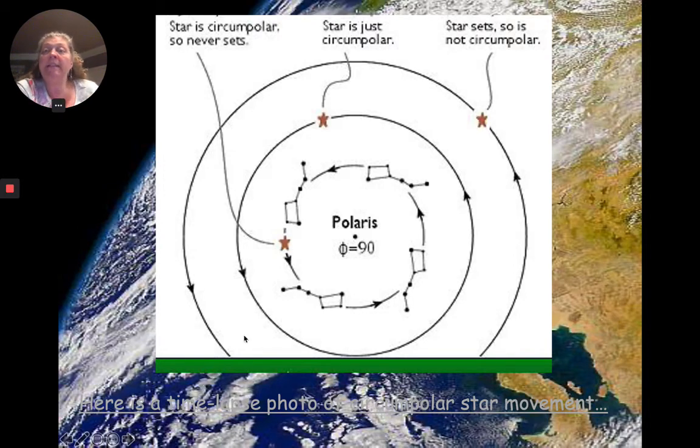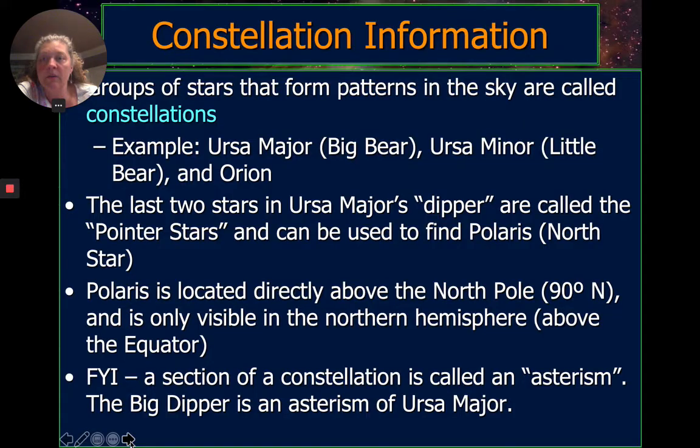So again, why do the stars appear to move? Because this is a phenomenon based on Earth's rotation, because we're rotating under them. And we know that the Big Dipper never sets, because it's circumpolar. And we know about the pointer stars.